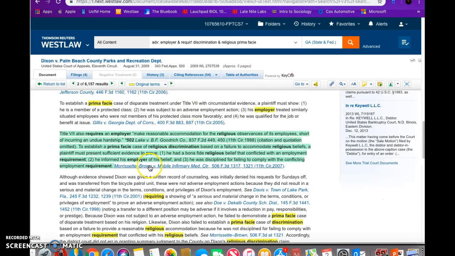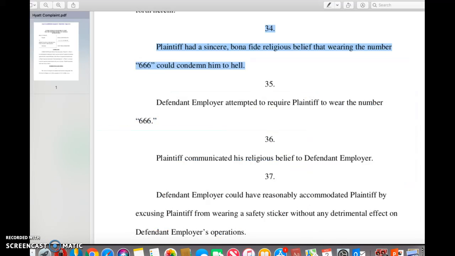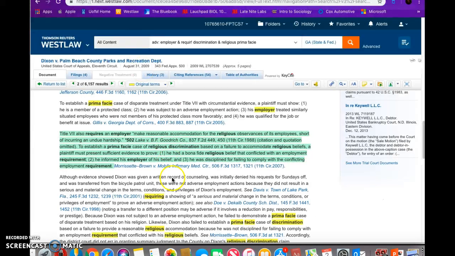All right. Number 2, he informed his employer of his belief. That takes care of paragraph 36: plaintiff communicated his religious belief to defendant employer. Number 33, I keep saying 33.